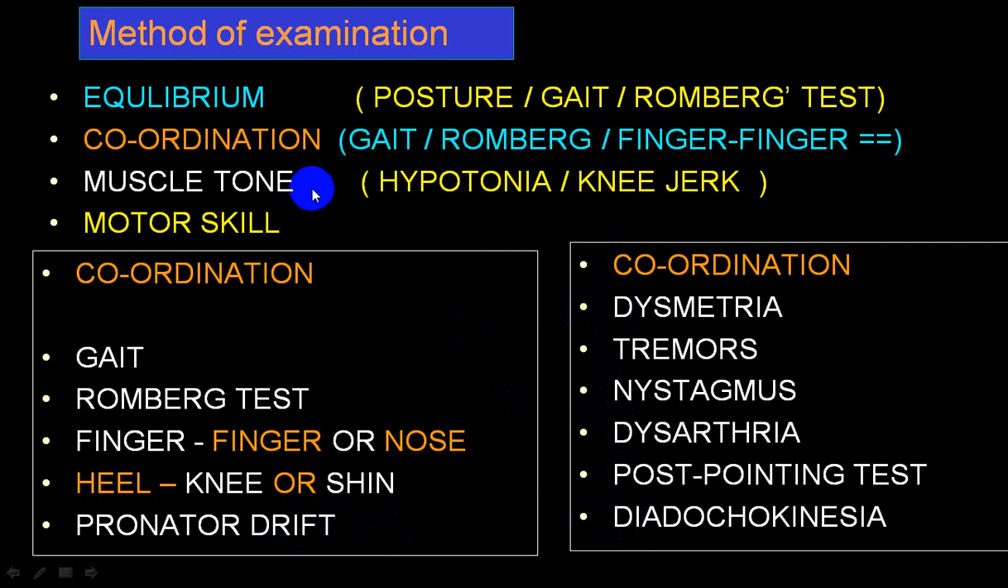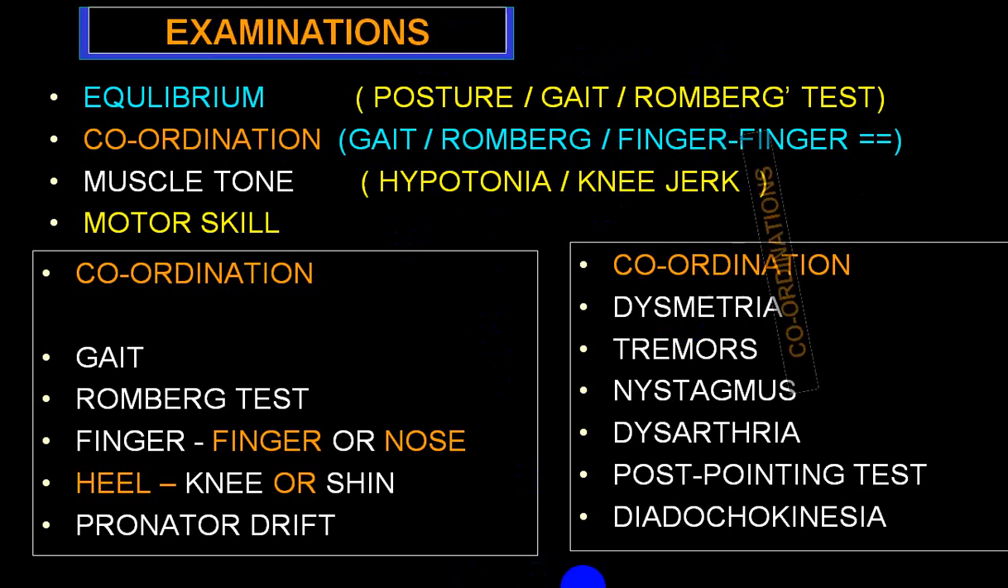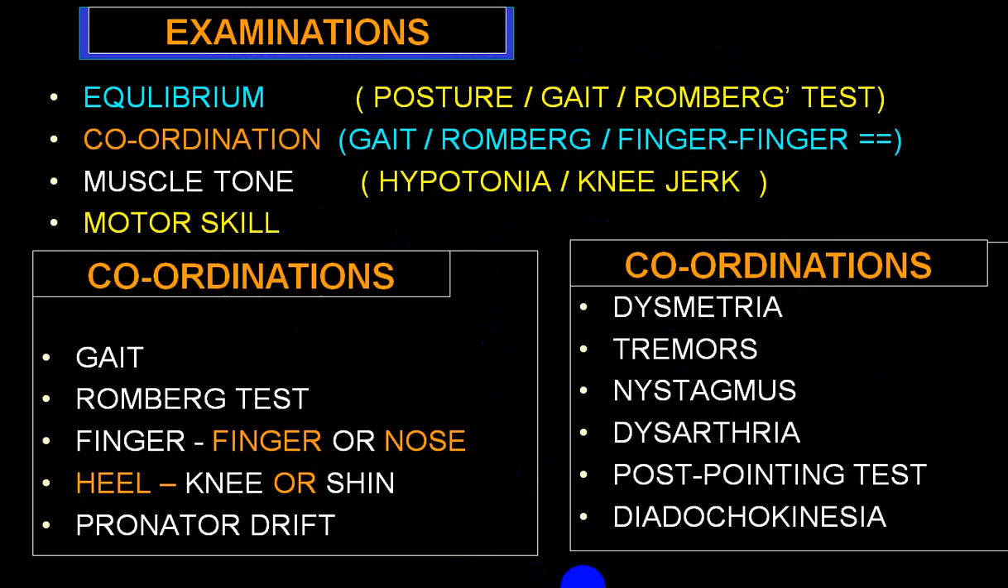While as far as the tone is concerned, with passive movement, you can demonstrate hypotonia, and in a knee jerk, pendular knee jerk. As far as equilibrium is concerned, Rhombus test, and in a gait, and at a static posture also you can demonstrate. That is by doing a Rhombus test. So now we are going through all those different tests one by one.